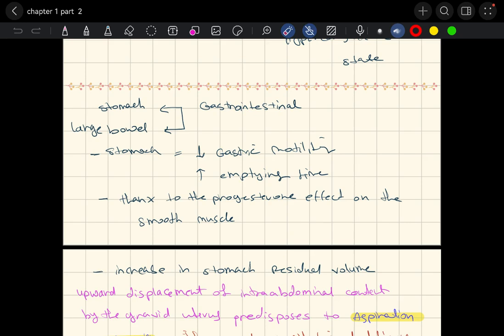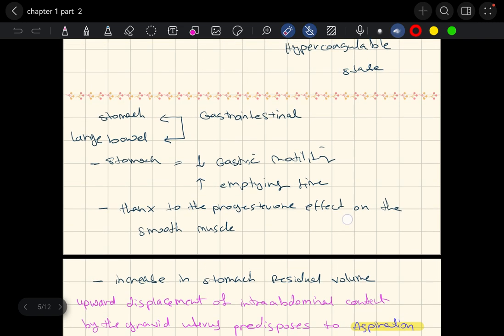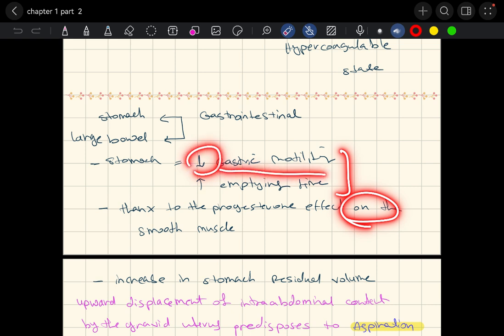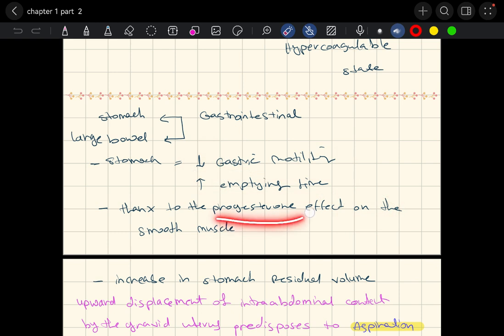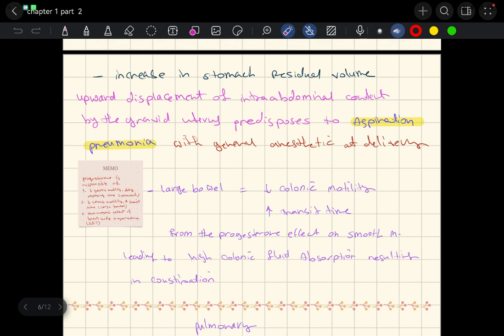We have the gastrointestinal changes in pregnancy. We have the stomach and we have the large bowel. In the stomach, we have low gastric motility and high emptying time, thanks to the progesterone, which is responsible for these two, low gastric motility and high emptying time, on the smooth muscle. The main function of progesterone is relaxing smooth muscle, as well as these that I already said before.